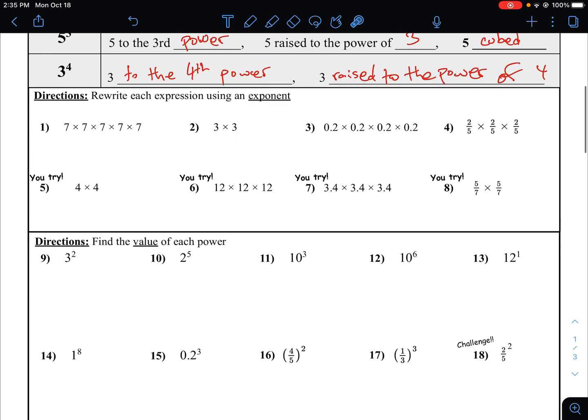All right, let's go to the next section. We want to rewrite each expression using an exponent. Let's try the first one. We have 7 times 7 times 7 times 7 times 7. You're multiplying 7 five times.